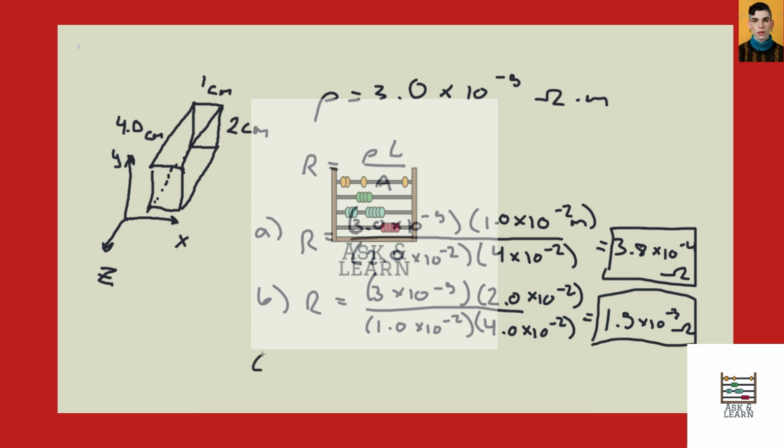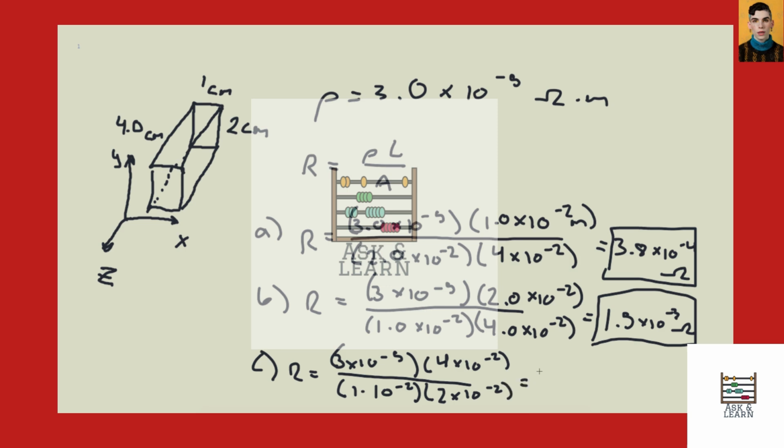Finally, looking at the z dimension, we're going to get 3 times 10 to the minus 5 times 4 times 10 to the minus 2 divided by 1 times 10 to the minus 2 times 2 times 10 to the minus 2, and we should find we have 6 times 10 to the minus 3 ohms.